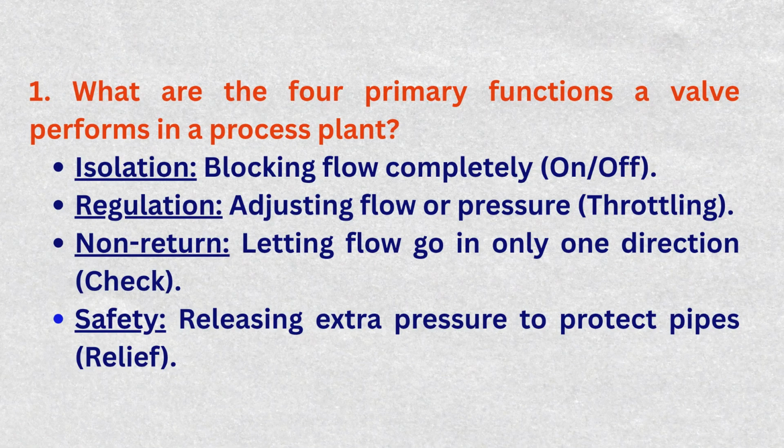What are the four primary functions a valve performs in a process plant? Isolation, blocking flow completely, on-off. Regulation, adjusting flow or pressure, throttling. Non-return, letting flow go in only one direction, check. Safety, releasing extra pressure to protect pipes, relief.